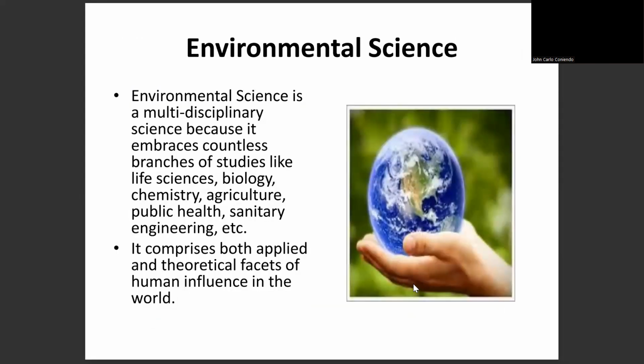So let's define environmental science. Take note that environmental science is not only a standalone science; it is an interdisciplinary, multidisciplinary science. It embraces countless branches of study like biology, chemistry, agriculture, public health, sanitary engineering, etc. It comprises both applied and theoretical facets of human influence on the world. When you come to think of it, we are actually the reason the majority of the destruction we can see around us is caused by human beings. But on a positive note, we will also be the ones to solve these issues if we help hand in hand to sustain our environment.